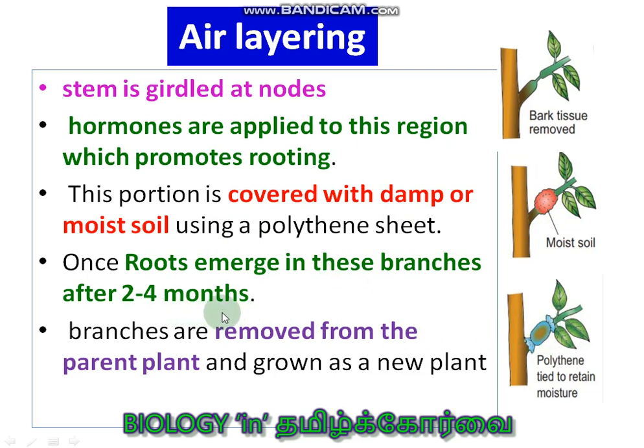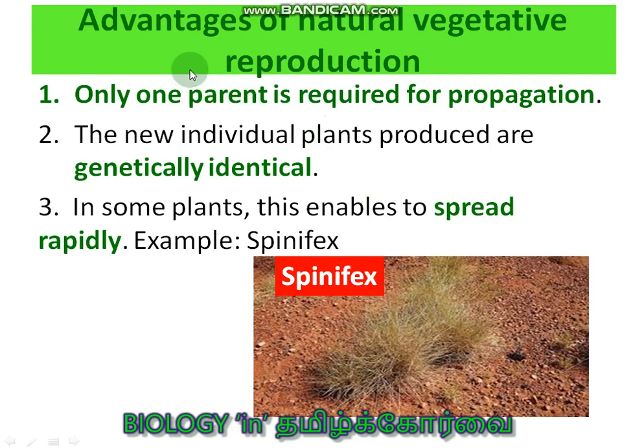And after 2 to 4 months it started producing the roots here, so it can be removed safely from the parent plant, and it can be grown into a new plant. So this is called air layering.